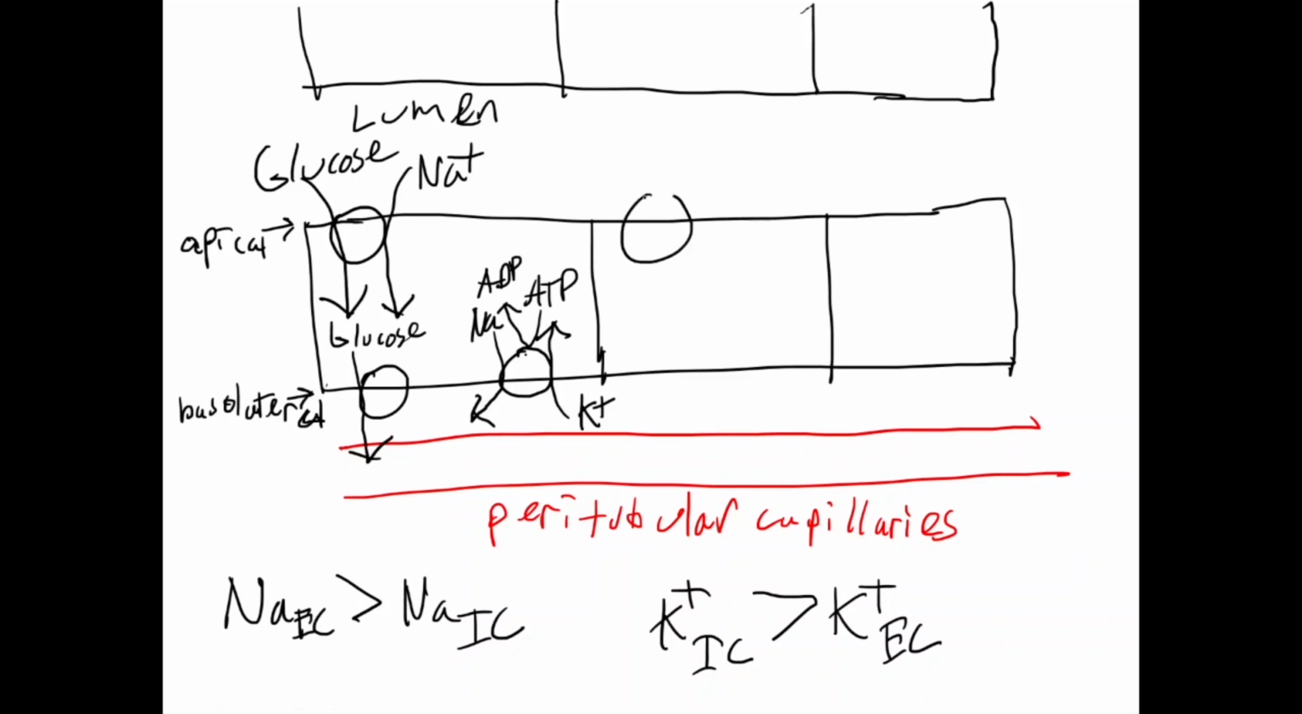Same thing occurs here for, let's say, amino acids. Sodium is going to ride down its gradient, amino acids are along for the ride, and then you have amino acid transport in the basolateral membrane, and you're going to move those amino acids from these cuboidal cells into the peritubular capillaries. And so again, that's just to give you an overview of how these reabsorptive processes occur.